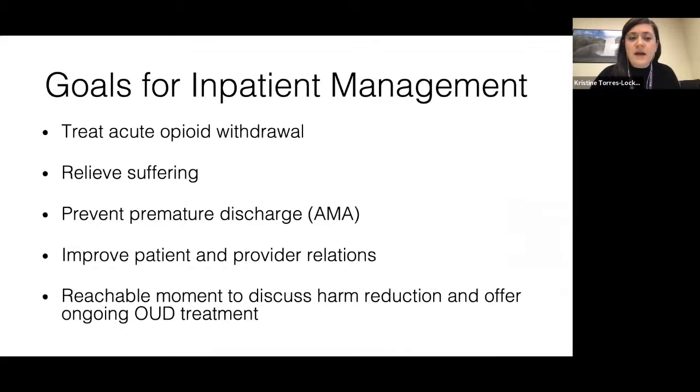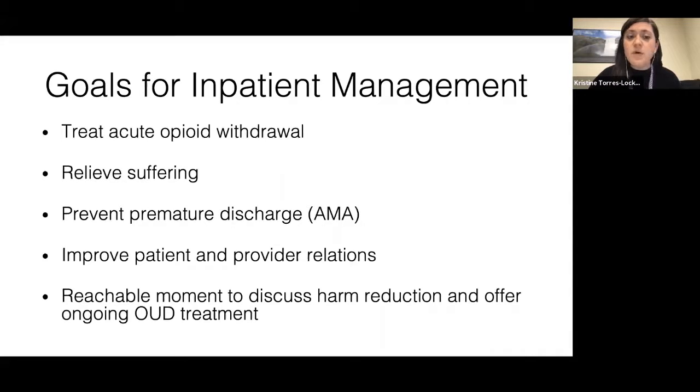So I want to talk about how to be really practical when we're talking about managing opioid use disorder and opioid withdrawal in the hospital. We don't expect that you're going to cure someone's addiction when they're admitted to the hospital for, say, a pneumonia. So I want us to just have really practical goals for what we're trying to achieve here.